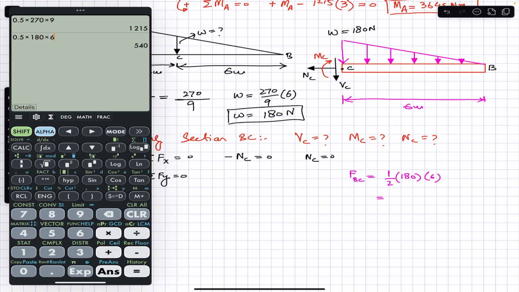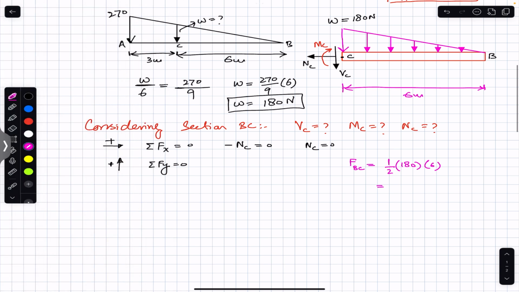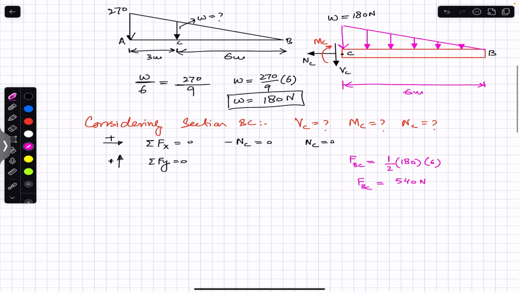So 540 Newton force will replace that distributed load, and this 540 Newton force will be acting at the centroid of this small triangle now, right? So where will be the centroid? So we can say that the location of the centroid of this triangle will be 1/3 from this end, or 2/3 from this end.